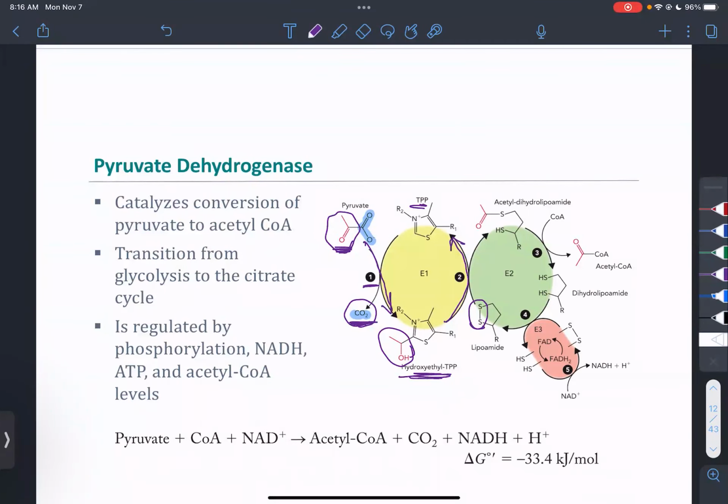And then at the same time, we're also going to make acetyl dihydrolipoamide. And here are 2 carbons, our acyl group that came from pyruvate here, and they are attached to the lipoamide through a thioester bond. Okay, so now we're going to try to hook this to coenzyme A.